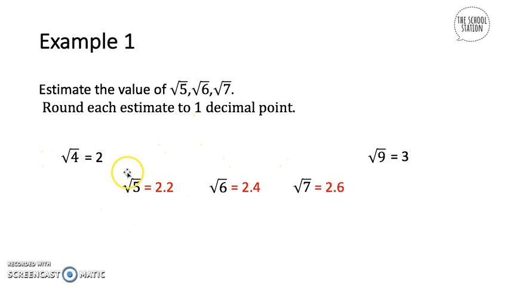So square root of 5, you can see, is closer to 4 rather than 9, so I estimated 2.2. Again, yours doesn't have to be exactly 2.2, because estimation is what you think is closest. So yours can be 2.3, yours can be 2.1.